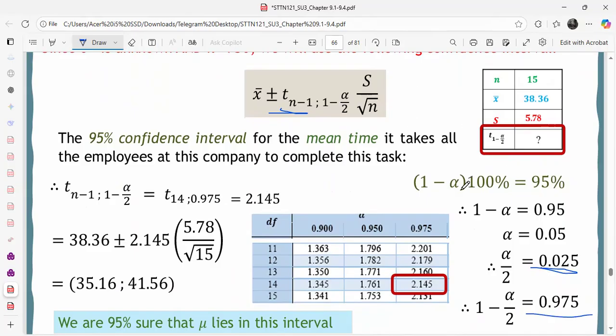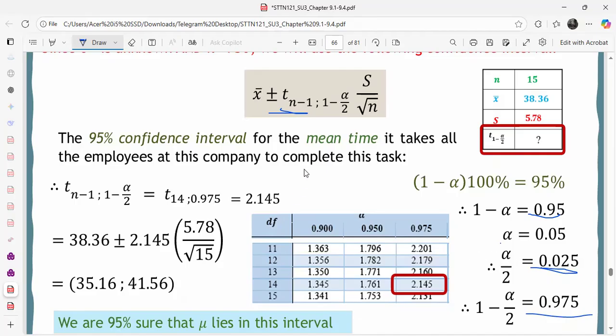Or you can do it this way. You say 1 minus alpha, times 100%, is equal to 95%. Then you divide both sides by 100%. So 95% divided by 100% gives you 0.95. Then you solve for alpha, you get 0.05. Then you divide it by 2, which is 0.025.